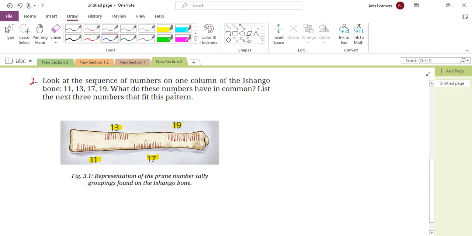What do these numbers have in common? We know the numbers are 11, 13, 17 and 19. So what is the common thing between these numbers? All are prime numbers, right? They had taken prime numbers from 11 to 19, so the prime numbers between 10 and 20.